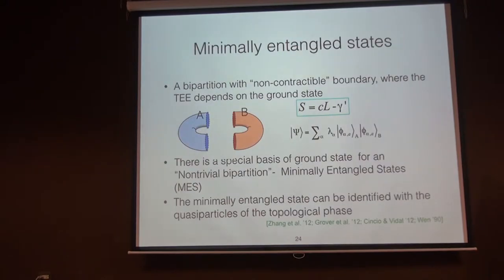However, we know the topological entanglement entropy gamma will depend on the ground state. If the cut is a non-trivial bipartition, and then the special basis of the ground state is the minimally entangled state. So they call it the minimally entangled state. In particular, the minimally entangled state can be used to describe the quasi-particle wave function. Okay, this is an important thing for our calculation.